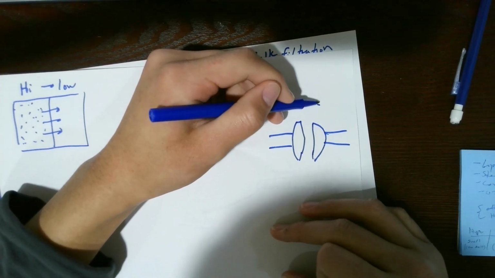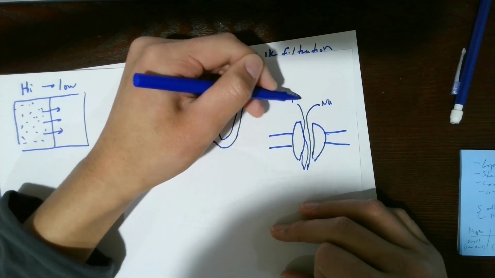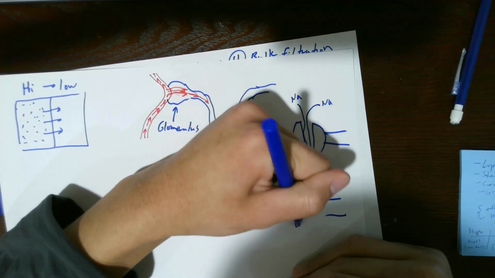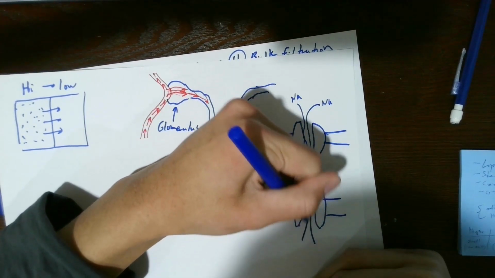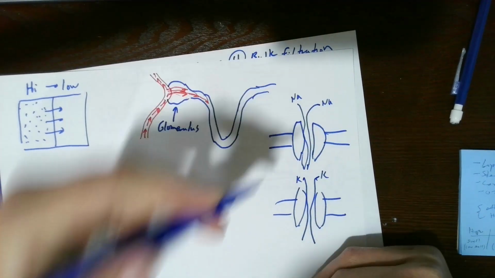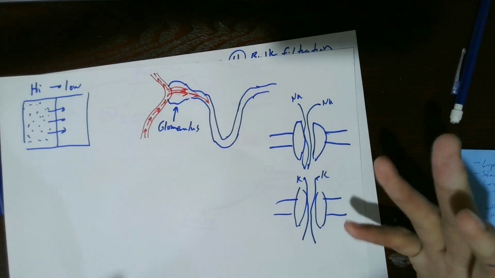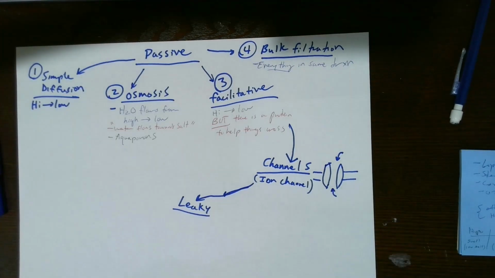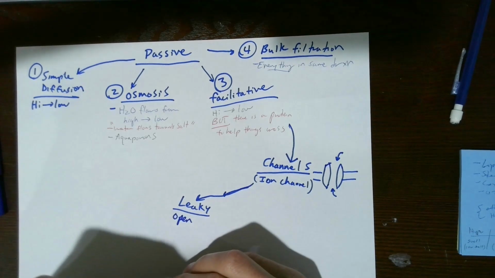So you can have one that lets sodium through. Sodium's going through, it just flows straight down. And then you can have a separate one for potassium. Potassium just goes straight through. Think of it as like different bathrooms. Just one type of ion going through. So that's the leaky channel. So normally these are open.